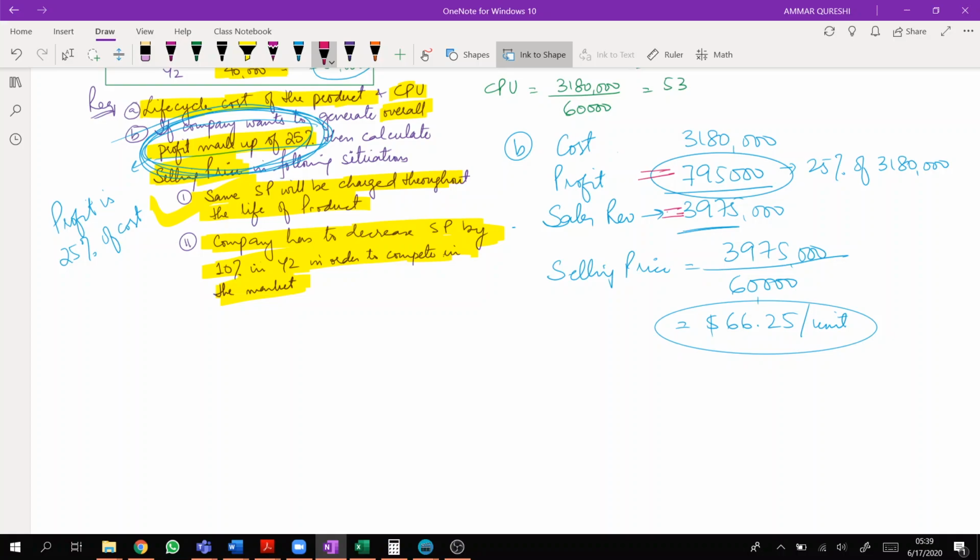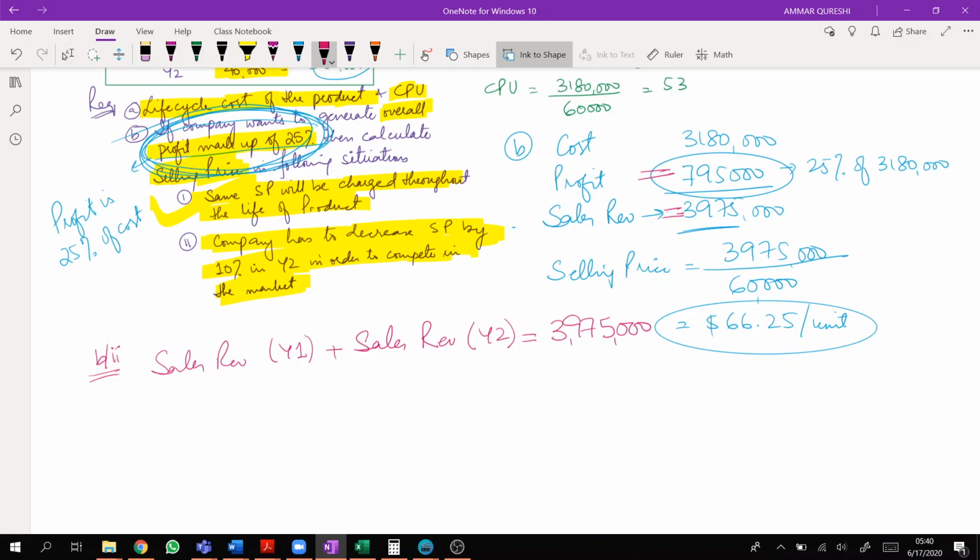See, for B part 2, the sum of sales revenue in year 1 and sales revenue in year 2 should be equal to 3,975,000. Right? This is basically something which we have to achieve, that whatever revenue we generate in year 1 and whatever revenue we generate in year 2, the sum of both sales revenues should be equal to 3,975,000. Right? We just wrote what is required from us.